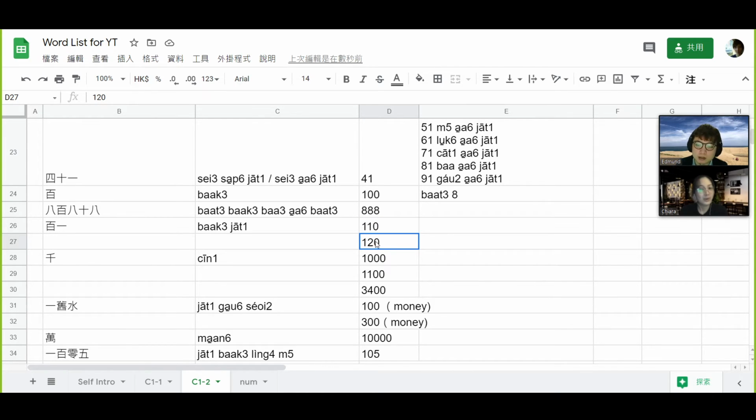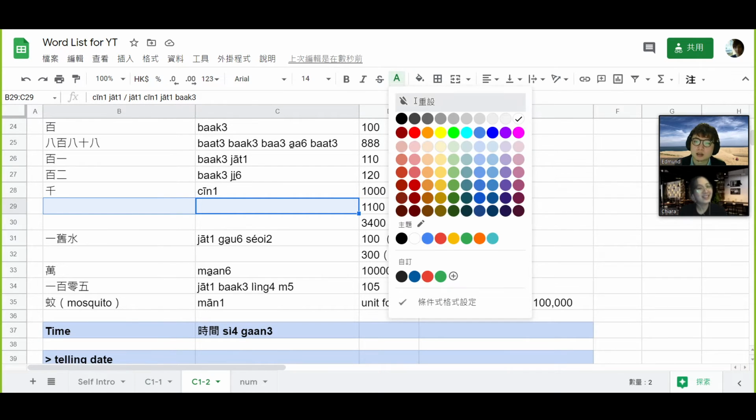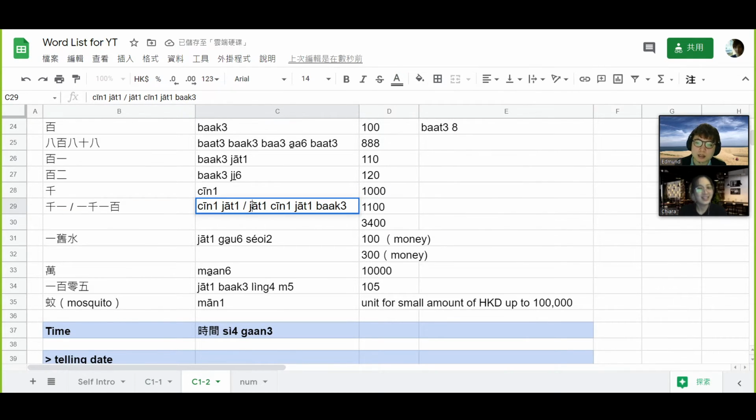So by the same logic, can you try this one? Ba yi. Yi is a flat tone, so ba yi. And then this is 1000. We say qin. So by the same logic, can you try this one? Qin yat. Or of course you can say yat qin yat ba. There is no problem, but usually people will say qin yat because it's easier to say.